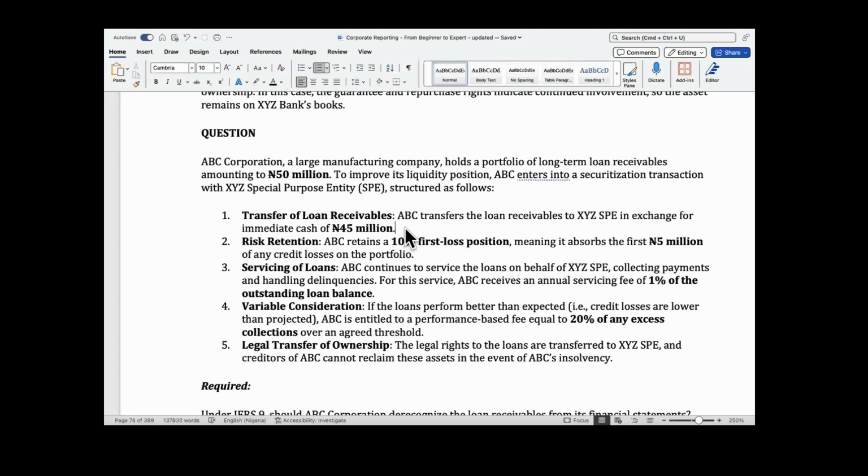Number two, has he transferred the risk and reward attributable to ownership? Let's look at it. Here, they said he's going to suffer a 10% first loss position. So in case of credit losses, he will suffer 10% of it. Is this significant? Yes, it is. That means he's still retaining credit risk, and 10% is significant. So he's still retaining risk.